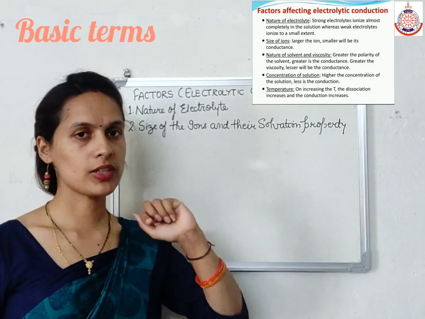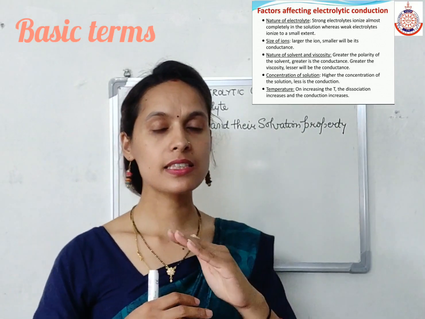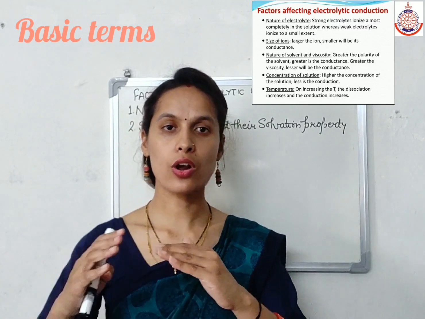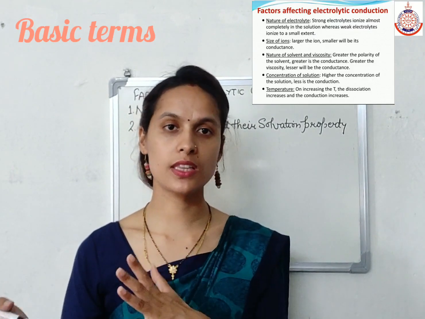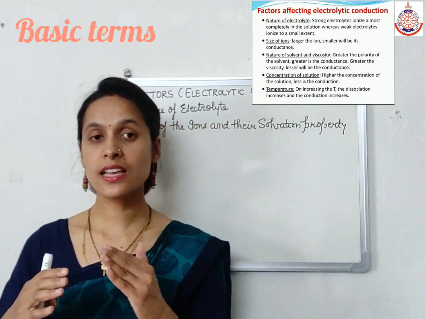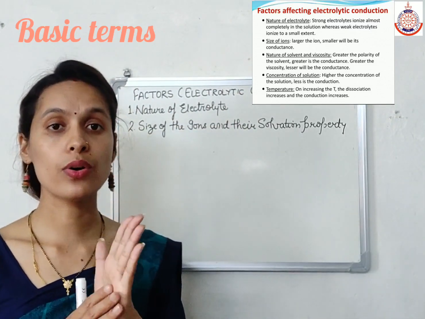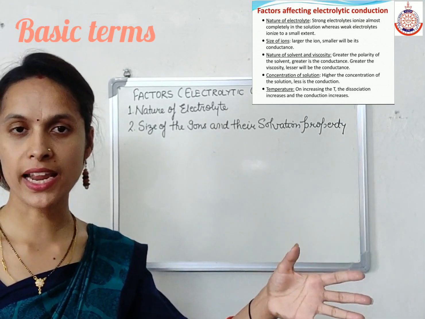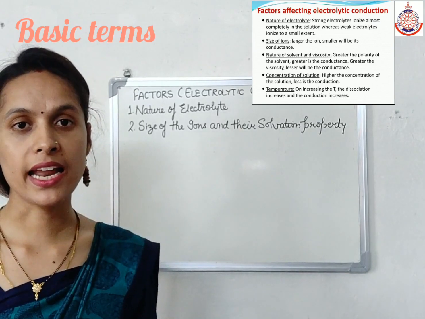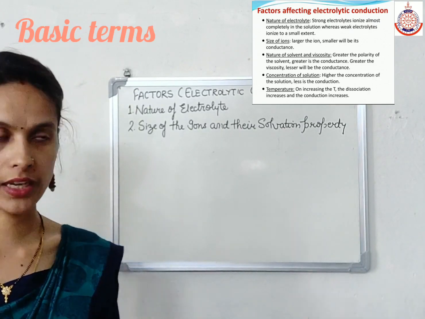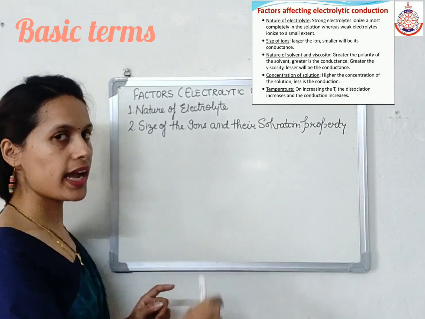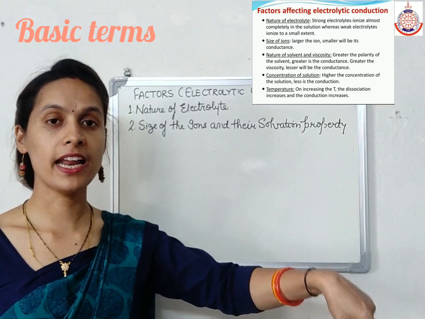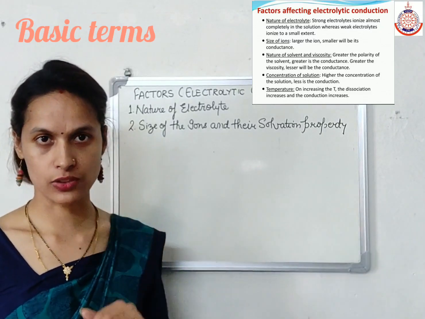What do you mean by solvation? Solvation means the tendency of the ions to react with the solvent or to form a solution with the solvent. If there is a high tendency of the ion to react with the solvent, it does not remain in the form of ions, and if it does not remain in the form of ions, then there is less conductivity. So greater the size of the ion, lesser is the conductivity. Greater the solvation property of the ion, also lesser is the conductivity.